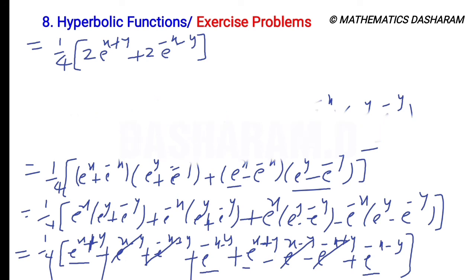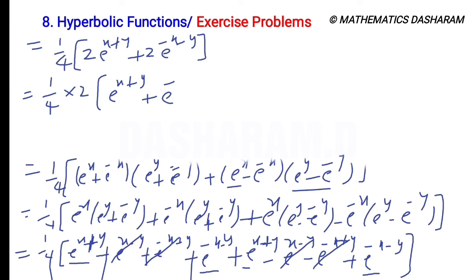So now take the 2 common, so e to the power of x plus y plus e to the power of minus x minus y. So 2 ones are 2, 2 twos are 4.